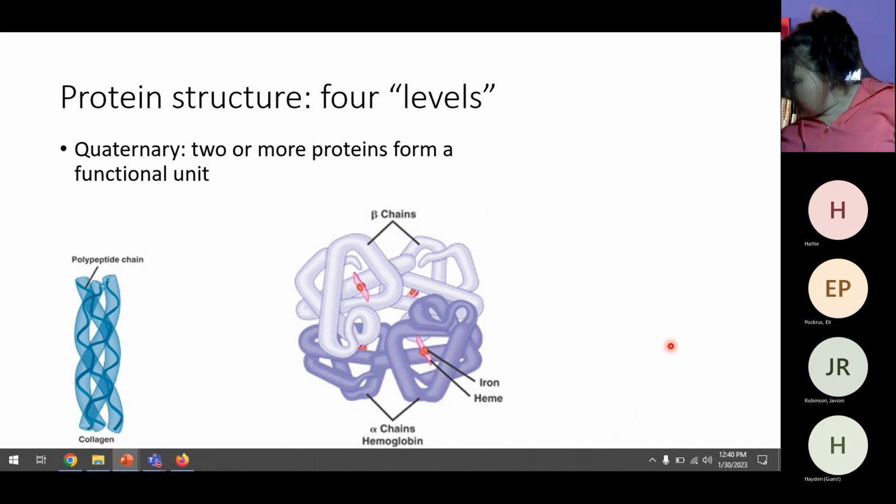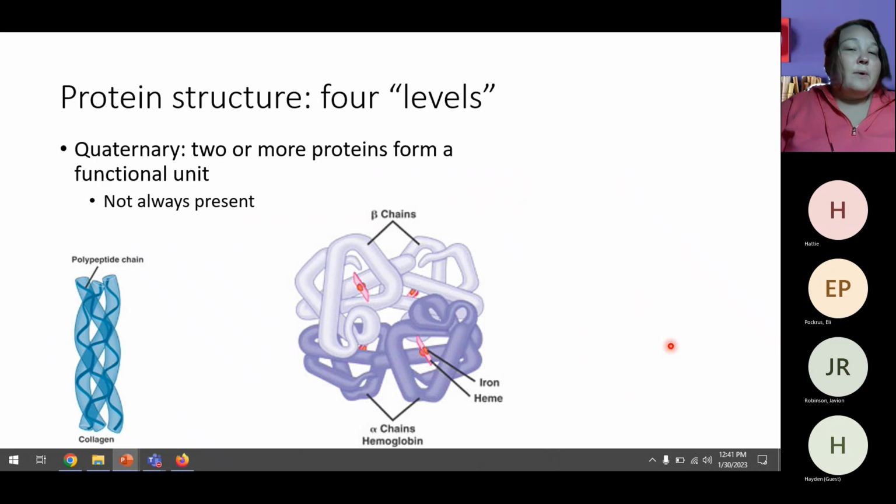And quaternary structure is when two or more proteins come together to form a functional unit. So I've got my tertiary structure here, and if I were to join that up with another protein that has tertiary structure, that's quaternary structure. It's not always present. Some proteins can function just fine on their own. Sometimes they need a little help from another protein.